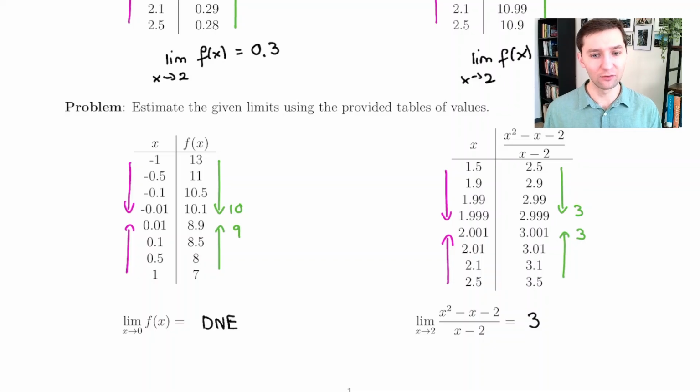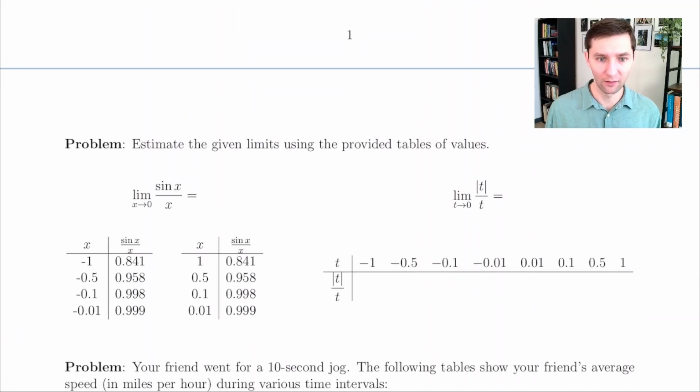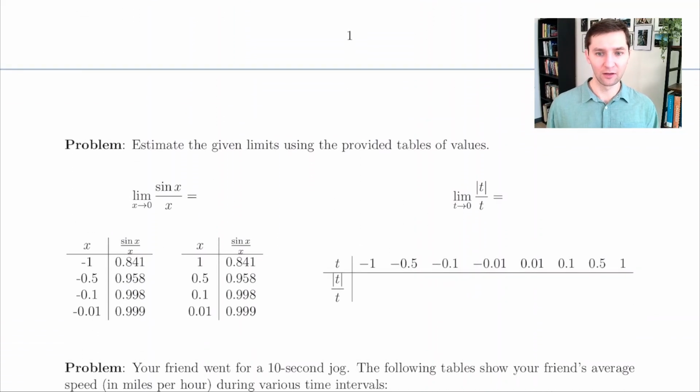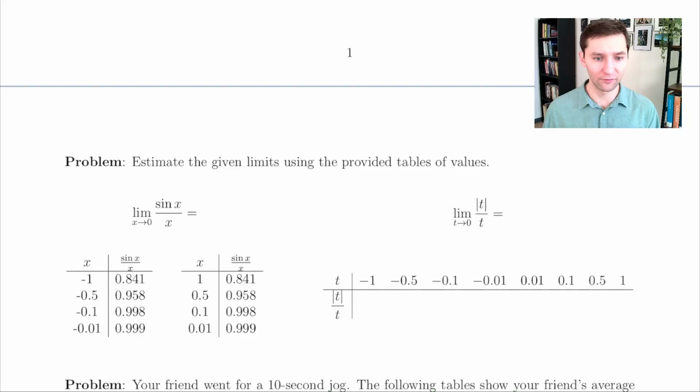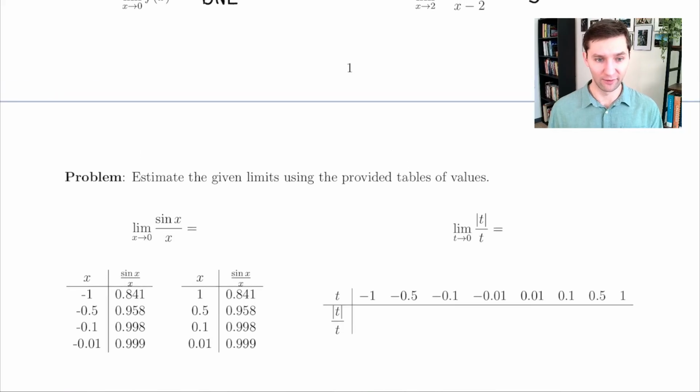Sometimes tables can look slightly different. Let me give you another example in which the tables are slightly different than the ones you saw so far. We must estimate the given limits using the provided tables of values. If you would like to try this exercise on your own first, you can stop the video now. Let's take a look at the first limit.